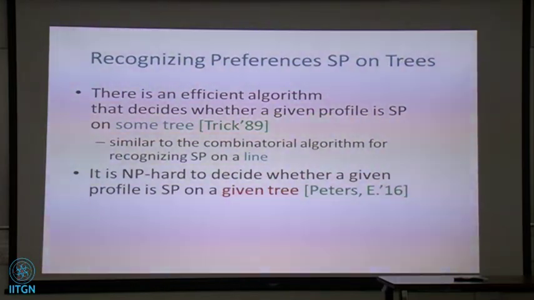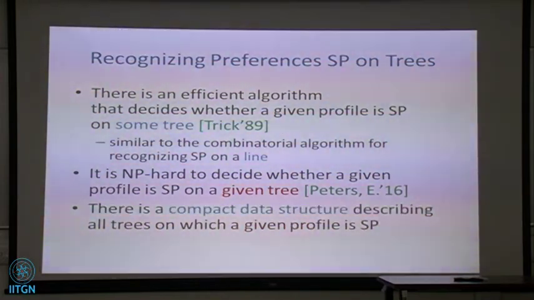This degree is large, but you can massage it slightly to make this degree bounded. So this problem is hard even for trees of bounded degree. So this is a hard problem. It's hard to recognize a preference profile single peaked on a given tree.